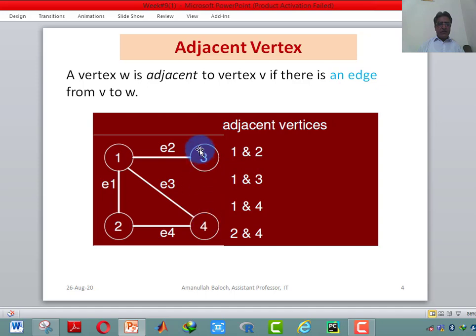We can come from 3 to 4 via 1. So in between the path there are two edges, 3 to 1 and 1 to 4. Two edges, so these are not adjacent, because there does not exist a single edge. If there exists a single edge between two vertices, these vertices are called adjacent vertices. 1 and 2 are adjacent. 1 and 3 are adjacent. 1 and 4 are adjacent, and 2 and 4 are adjacent. 3 and 4 are not adjacent.